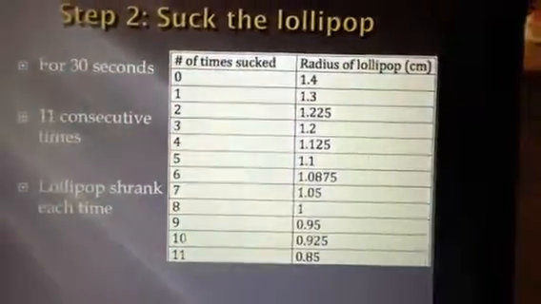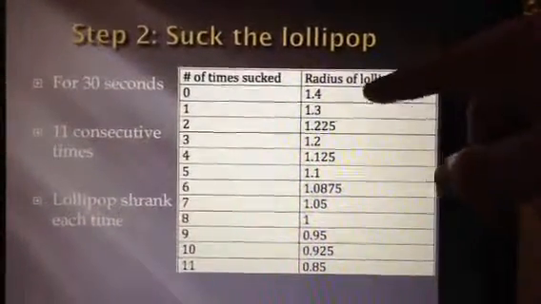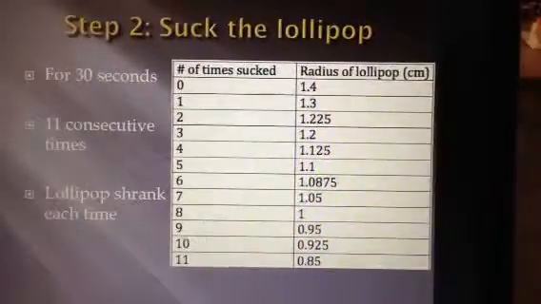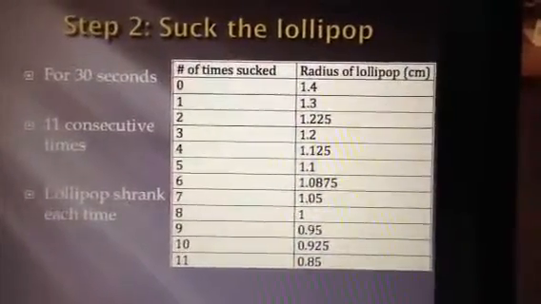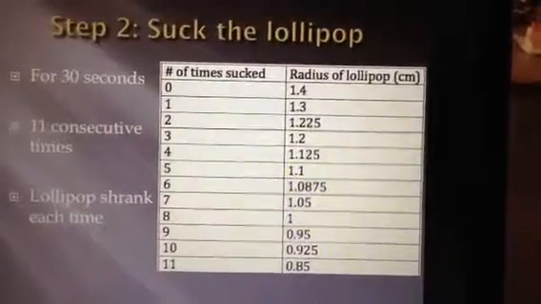So we did 11 trials. We had our initial radius, and that was our final radius. So the lollipop shrank a bit each time. 30 seconds of sucking for each trial.